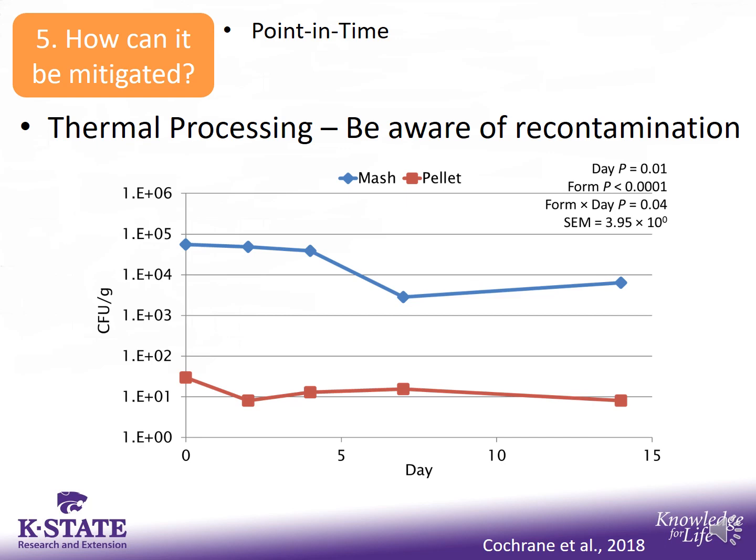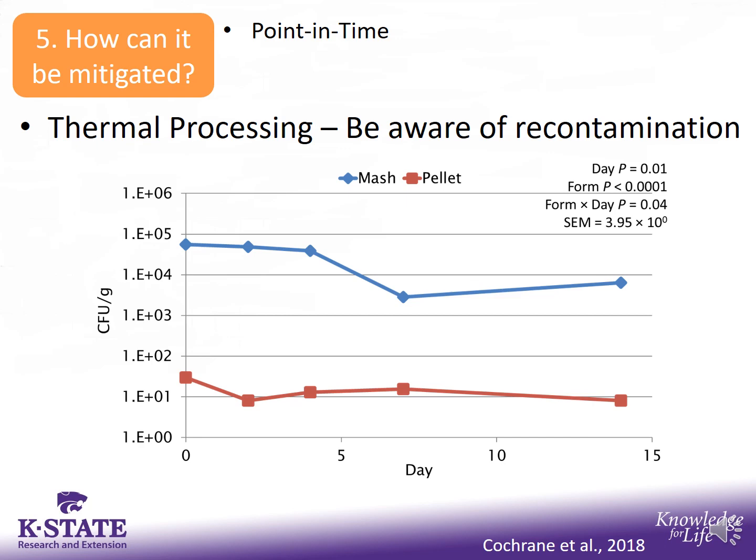In this case, we simply demonstrate that a mash-based diet is inoculated with a specific level of a pathogen. After we pellet, those hot pellet samples are collected and have no viable bacteria in this case. However, after the cooling process, we again have measurable bacteria in them. So where does the bacteria come from? It was frequent within research studies of both bacteria and viruses to find recontamination.